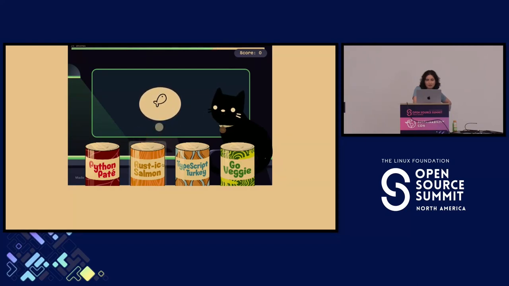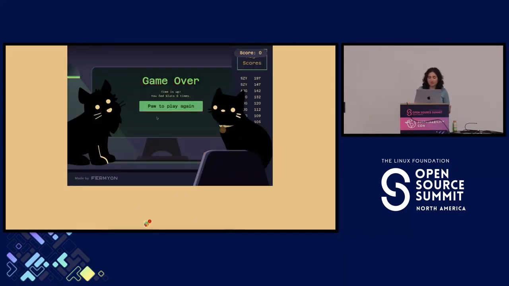And I'm realizing that I might need to be in my browser for this. But yeah, every time we feed Slats, we're triggering another WebAssembly module to run. It's clearly not easy to talk and execute this at the same time. And you can see we have our high scores after.